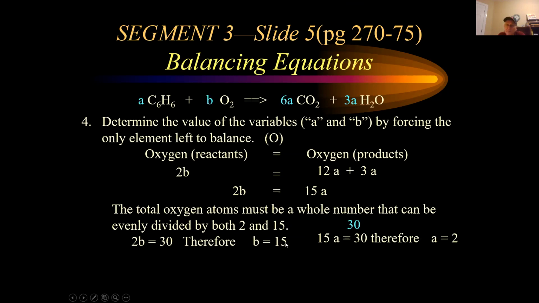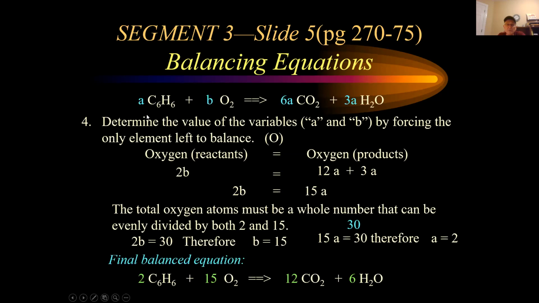Now I do have, in fact, real numbers that I can go back up there and plug in and balance the equation. So I put a 2 there where A was. I'm going to put a 15 where B was. And then I'm going to take 6 times the value of A, which was 2, that's 12. And 3 times the value of A is 6. So this is the final balanced equation.